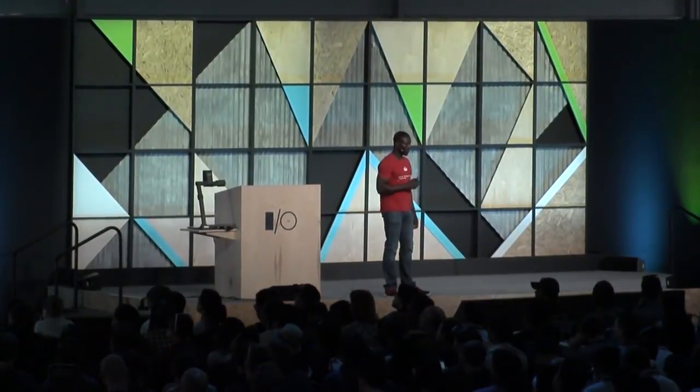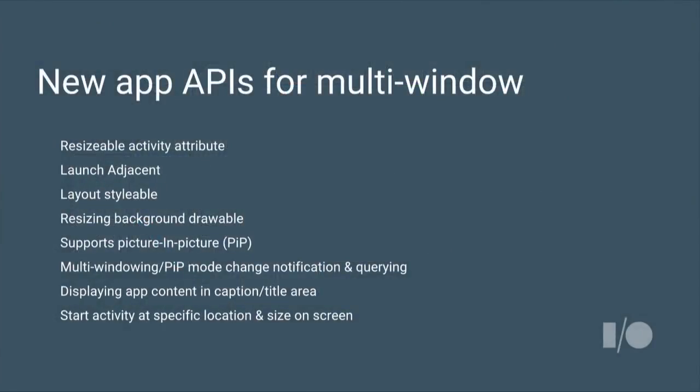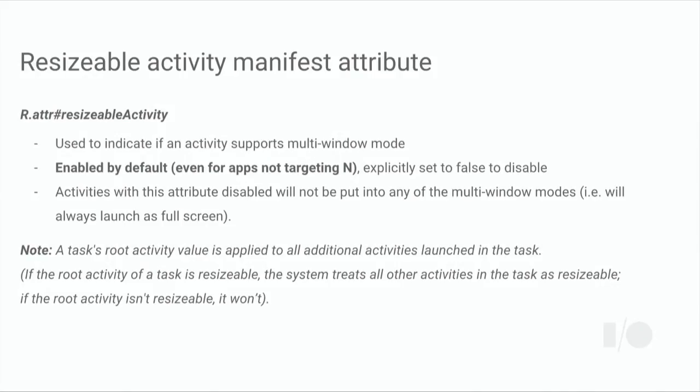So there are several new APIs we're going to be introducing in N to better support multi-window mode. I'm going to be going over a few of these APIs. The big one is the resizable activity manifest attribute. This is an attribute that you set to indicate to the system that your activity supports multi-window and can be resized to any arbitrary dimension. It's important to note that we enable this by default for all apps, including the ones not targeting N, right? And you need to explicitly target N and set it to false in order to disable. Not that we recommend that, though, for all apps.